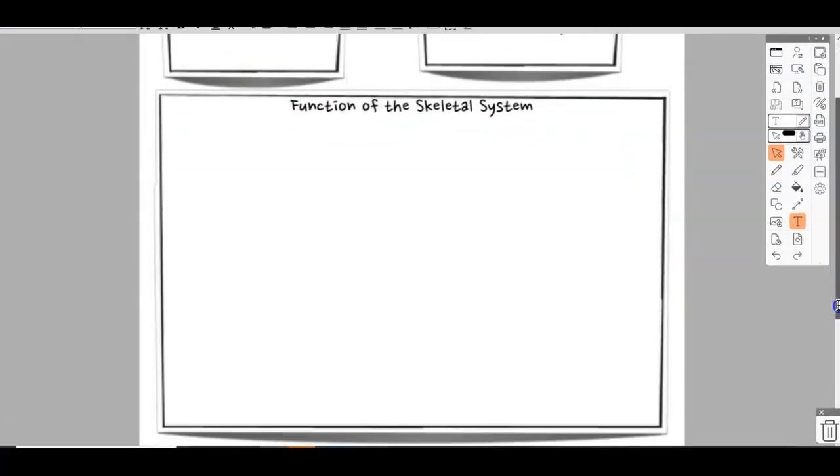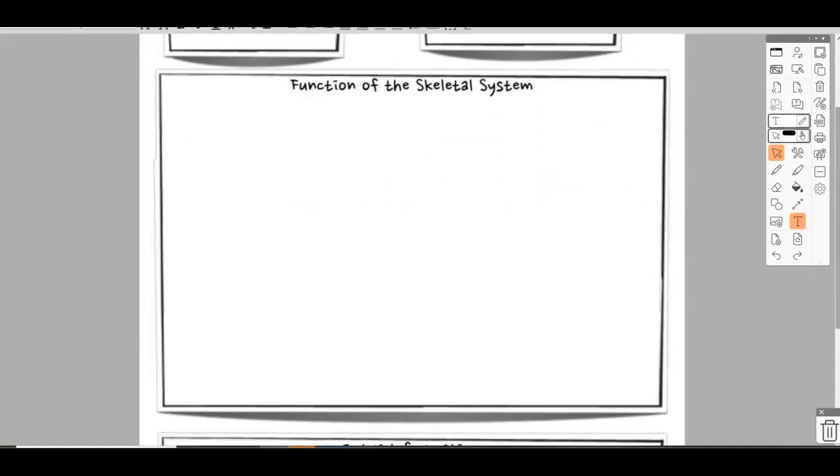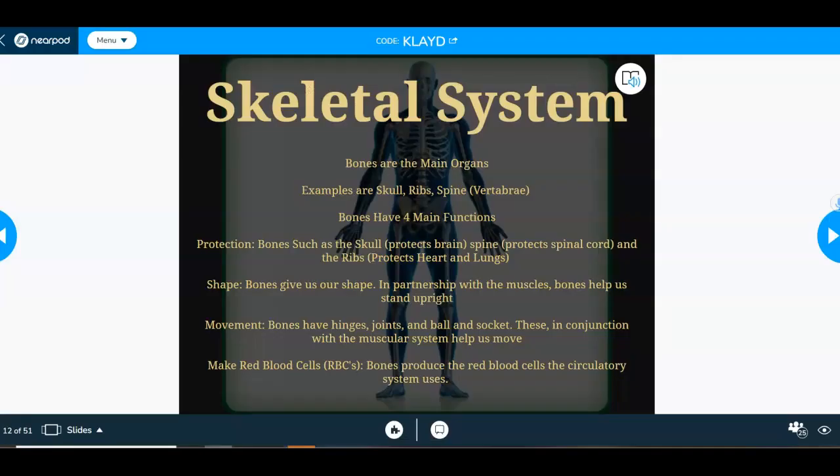Now, when we're looking at this, it says, what is the function of the skeletal system? That means, what does the skeletal system do for us? And obviously, that's one of the most important things that we're going to talk about with all of the systems. And as we said at the beginning of the unit with our learning target, we need to know what the function is of all of the systems, and we need to know how they work together to keep multicellular organisms alive. That's very, very important.